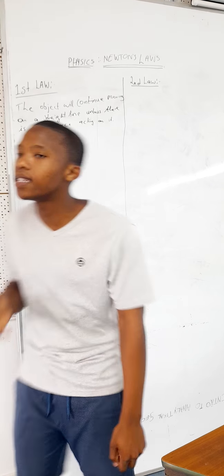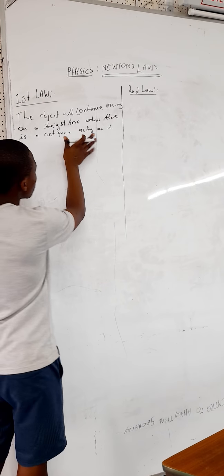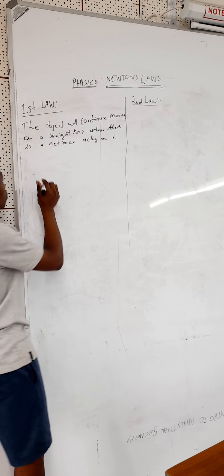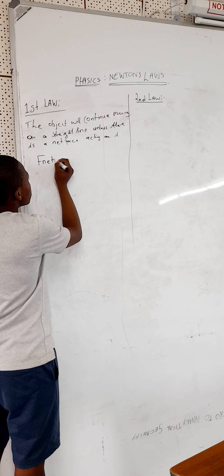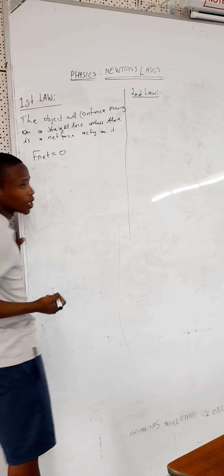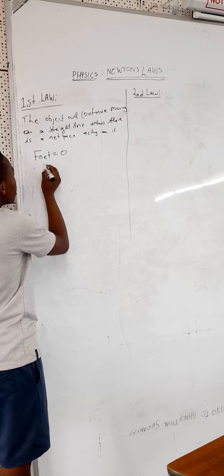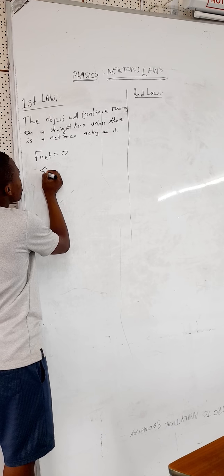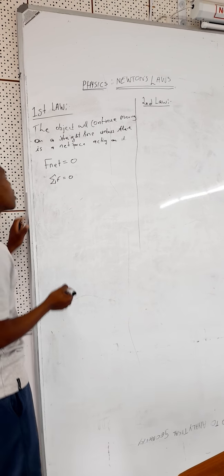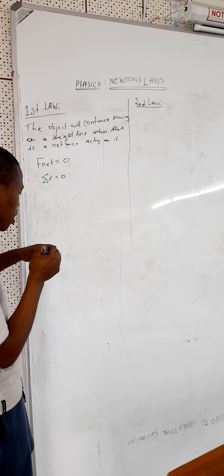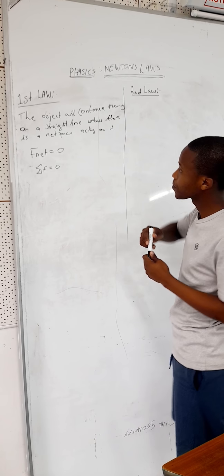So mathematically, how do we present this? If we were to present this mathematically, we would write F net equals 0. But some textbooks represent this F net as sigma of F equals 0. But I prefer this way.